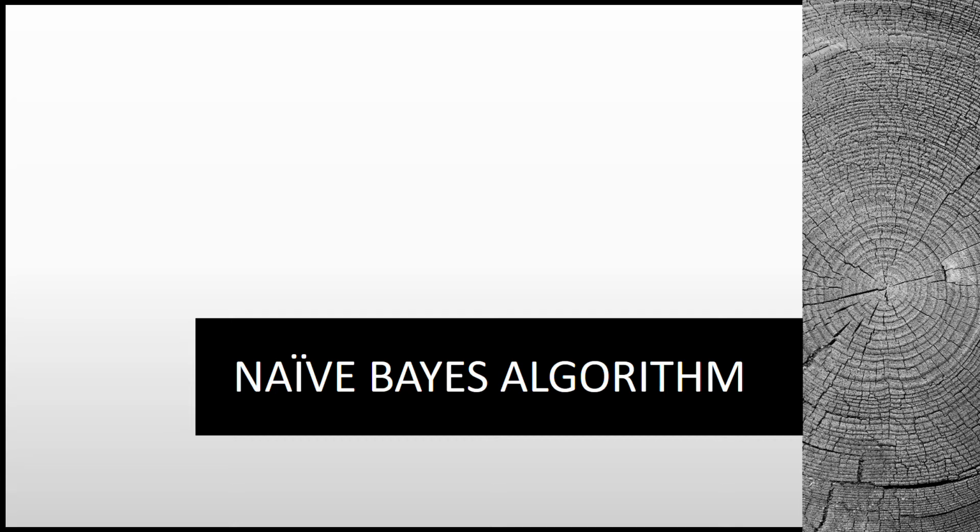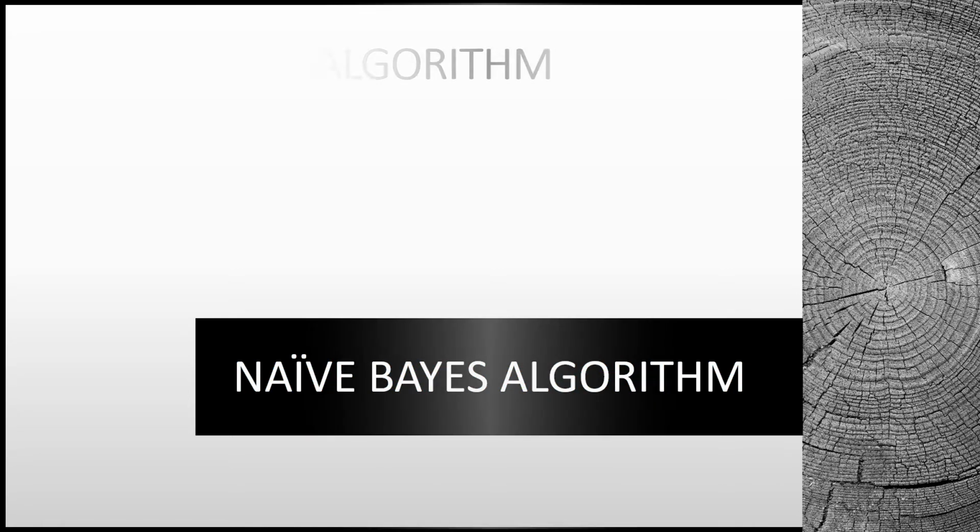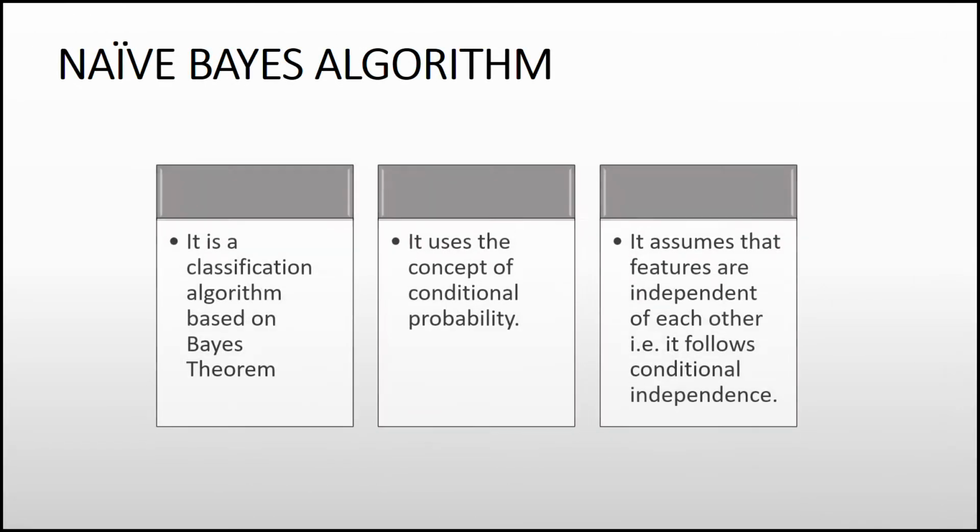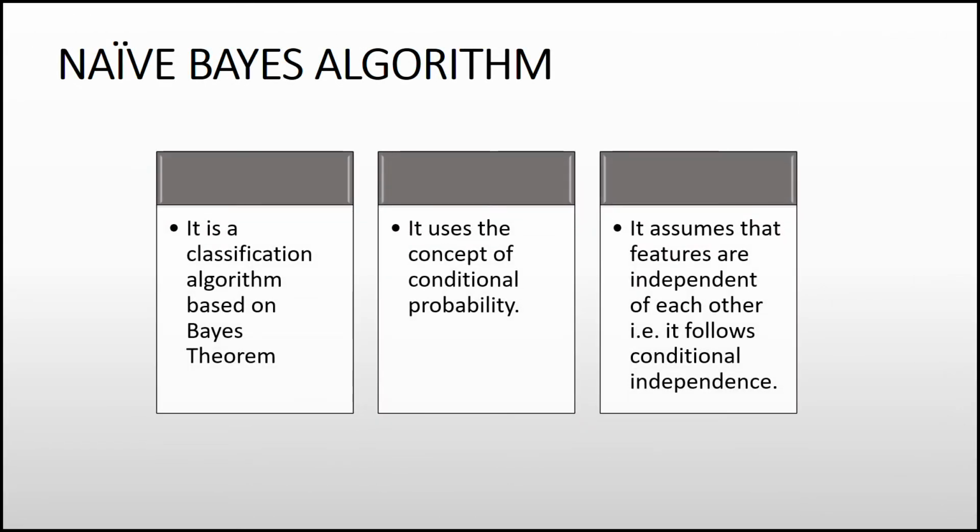In this video, we are going to see about the Naive Bayes algorithm, which is one of the most popular and simple machine learning algorithms. Okay, let's go into the video and see the introduction of the Naive Bayes algorithm. Naive Bayes algorithm is nothing but a classification algorithm that is mainly based on Bayes theorem. We will go into detail about Bayes theorem and the math behind it in the next slide. It also uses the concept of conditional probability.